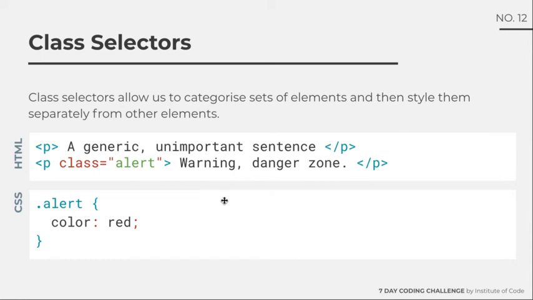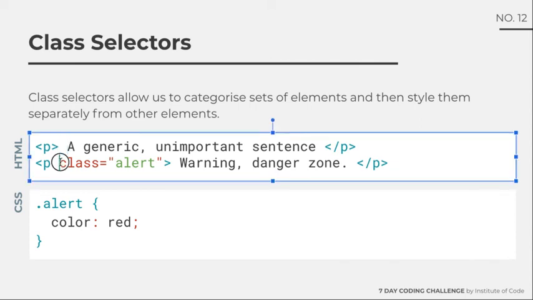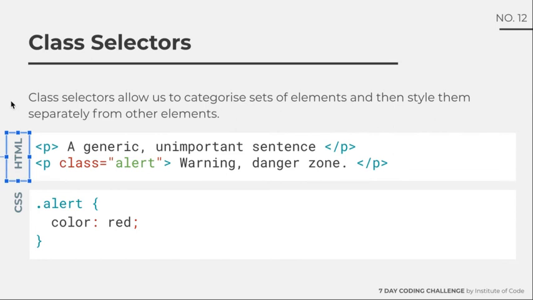So in our HTML, we add a class inside the open tag. So just like we did with our href, which is an attribute for links, class is an attribute that we can add to any element that lets us group and style them together. So here I've got 2 paragraphs, and one of my paragraphs I've given a class of alert. So class equals, in quotes, alert.